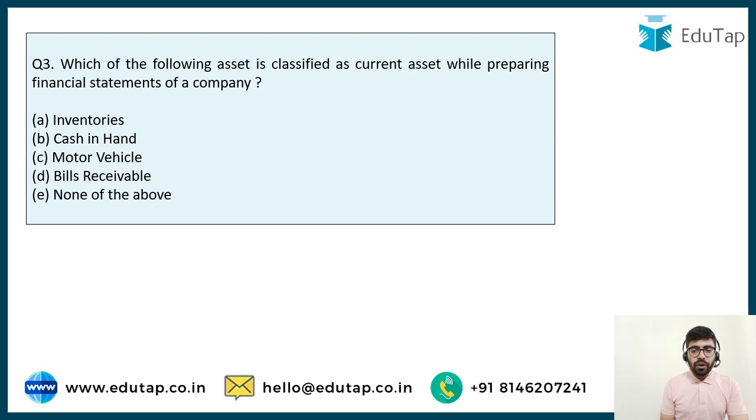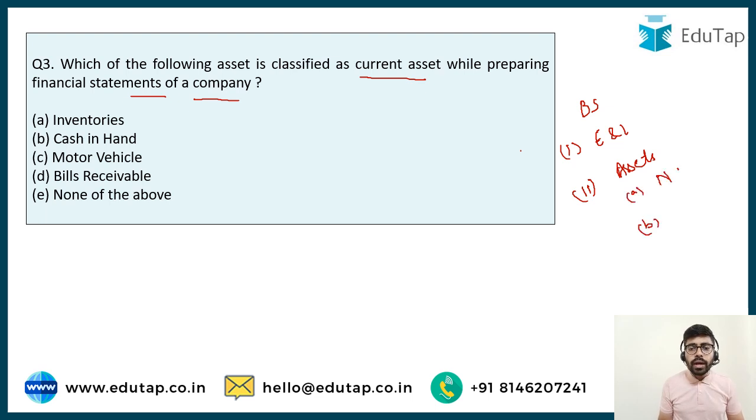So now let's move on to the next question. Which of the following assets is classified as current asset while preparing financial statements of the company? So friends, we have already seen that the balance sheet of the company contains number 1, equity and liabilities. Number 2, it contains assets of the company. We have already seen that even in the asset side, there were non-current assets and there were current assets. So two kinds of assets were there.